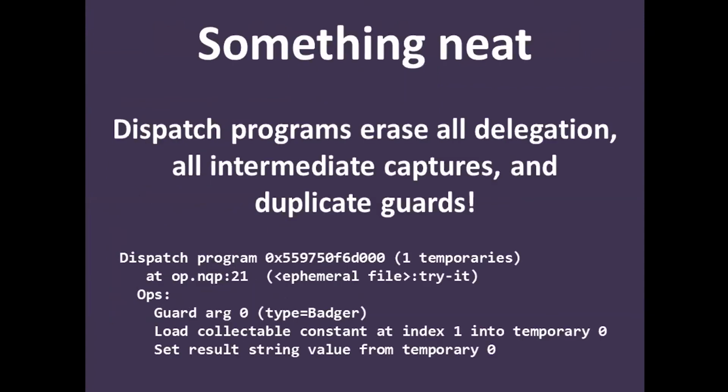Now, you might be looking at this thinking, this all looks very expensive because we're dealing with all these captures and we're inserting guards, we're delegating between dispatchers. But when we end up with the final dispatch program that we actually install at the call site, despite all of that going on and shuffling around of things, the dispatch program erases it all. There's no trace left of the delegation. There's no trace left of all the intermediate capture objects and tracking objects. It's just a free instruction dispatch program, which is check that the type is badger. If it is, grab the constant from the constant table and use it as the result.